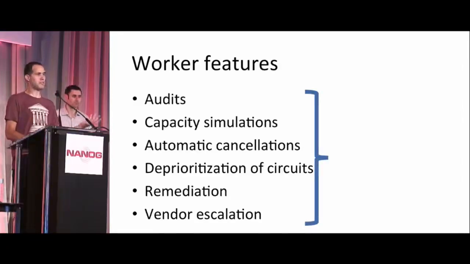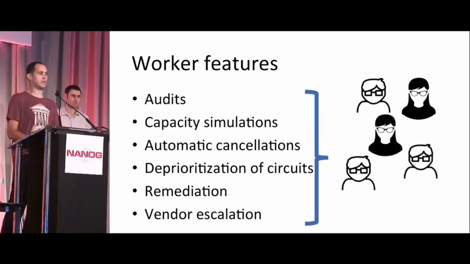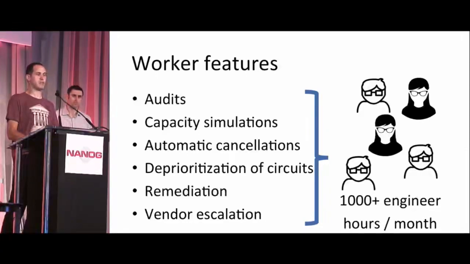So what this means is that we were spending 2 engineers' worth of time a month just for the scheduling, but if we account for everything that we have to do for actually draining the traffic from circuits, we will be talking about 5 engineers at least, and more than 1,000 engineer hours a month.